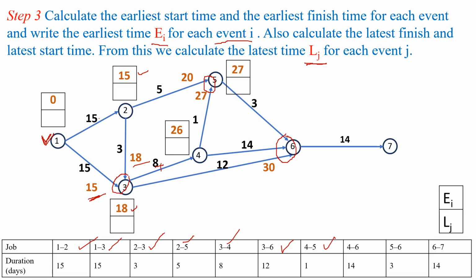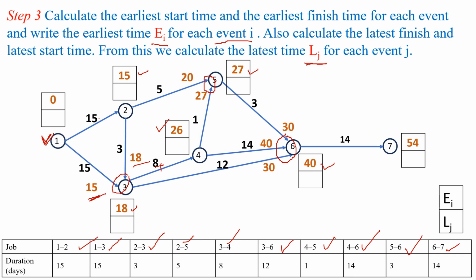Next we have to look for the activity 4 to 6. For activity 4 to 6, start time is 26 and finish time will become 26 plus 40, that is 40. Next we have to look for the activity 5 to 6. Start time is 27 for activity 5 to 6 and finish time will become 27 plus 3, that is 30. So among 30, 40 and 30 we have to consider the maximum value, that is 40. Next we have to look for the activity 6 to 7. Start time is 40 and finish time will become 40 plus 40, that is 54.